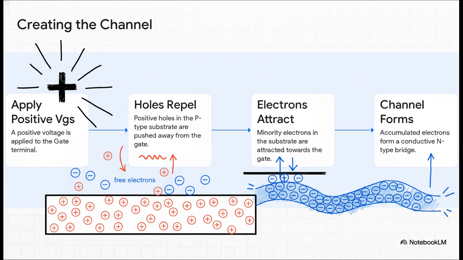If we put enough positive voltage on the gate, enough electrons will gather right underneath it to form a tiny conductive bridge connecting the source and the drain. We call this the channel.